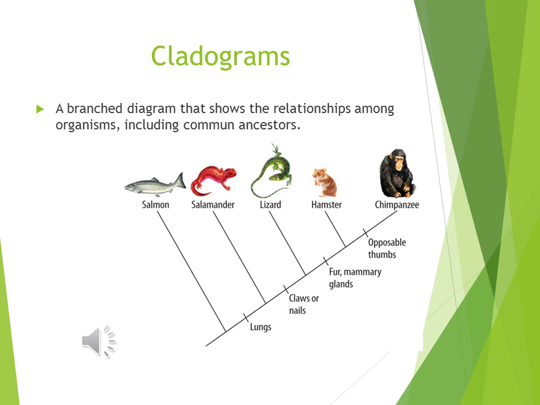A cladogram is a branch diagram that shows the relationships among organisms, including common ancestors. The cladogram has a series of branches. Each branch follows a new characteristic. Each characteristic can be seen in the species to its right. See what this cladogram tells you about the relationship among the living things that are shown. The salamander, lizard, hamster, and chimpanzee have lungs. The salmon does not have lungs. Therefore, the other animals are more closely related to each other than they are to the salmon.